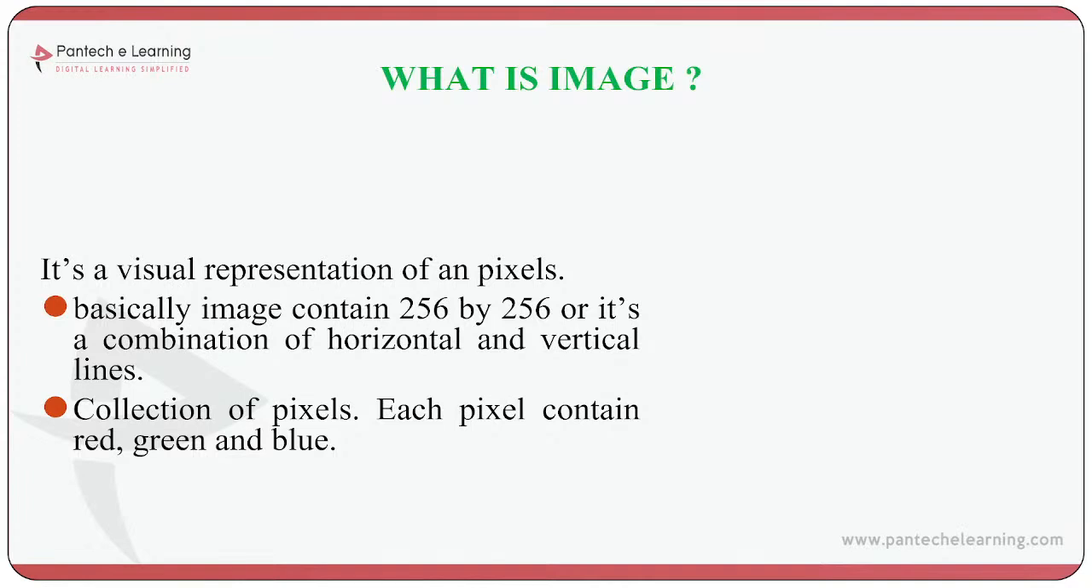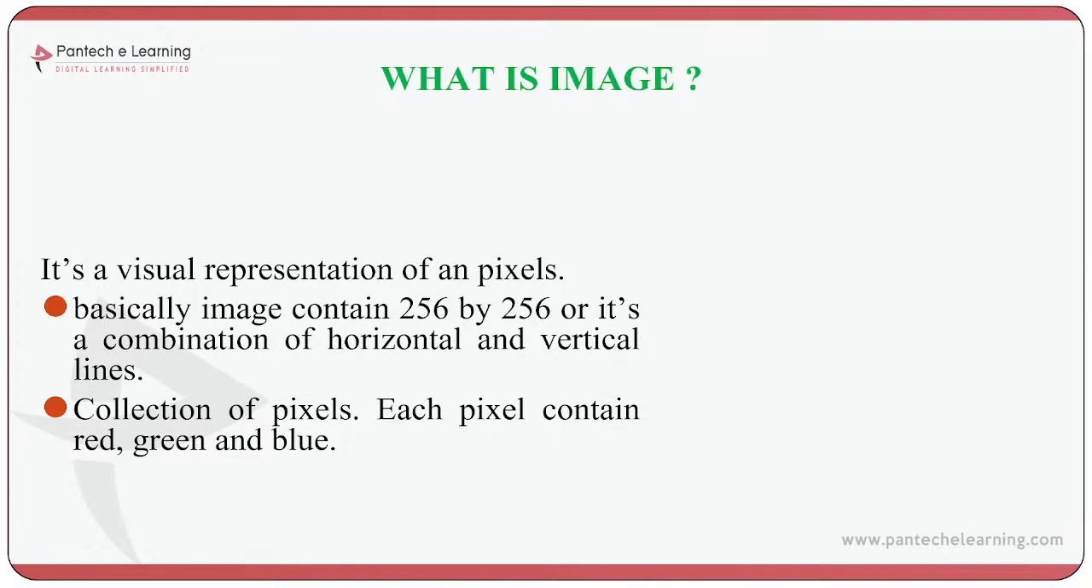What is an image? An image is nothing but a two-dimensional structure. Two-dimensional structure means it is formed by a lot of pixels, a combination of pixels. That's why here the image contains 256 by 256, a structure of horizontal and vertical lines. Somebody will ask what a pixel is. The image, as I told you, is a two-dimensional structure, a collection of pixels.